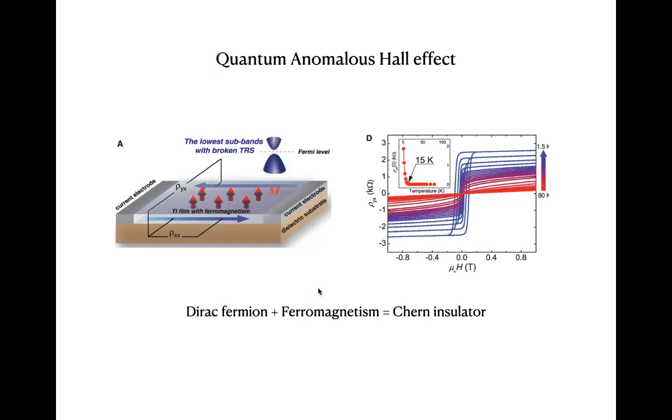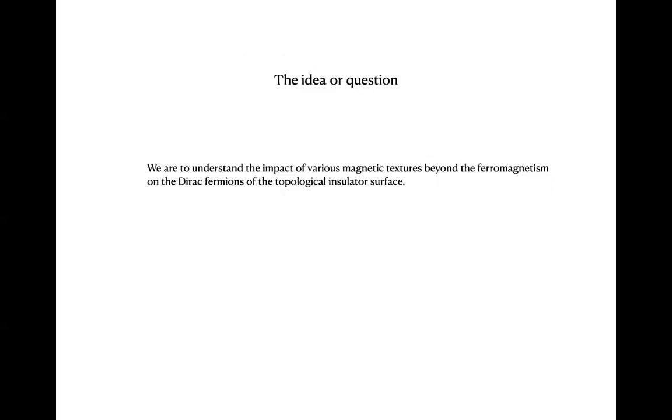So this is an example when real space topology meets with the momentum space one, and I'm going to show the idea here. The idea is we want to understand the impact of various magnetic textures beyond simple ferromagnetism on the surface of a topological insulator, where there is a time reversal symmetry protected Dirac fermion.